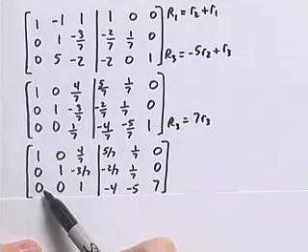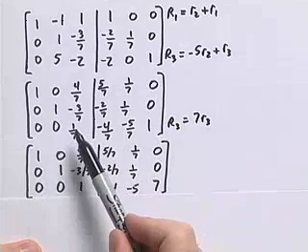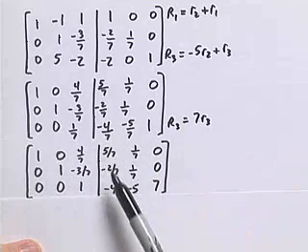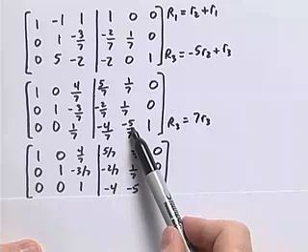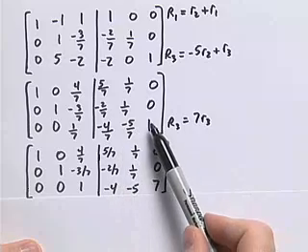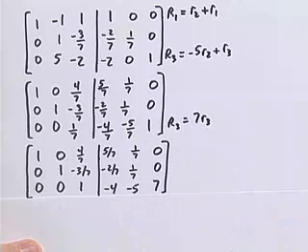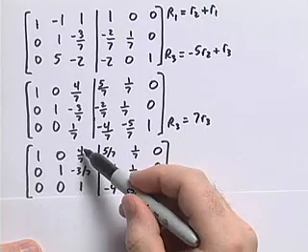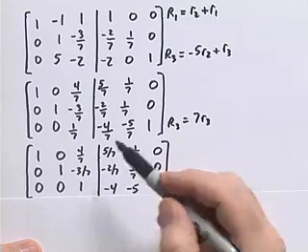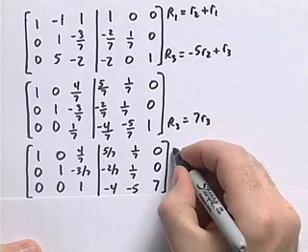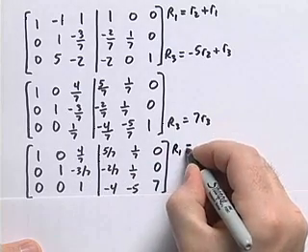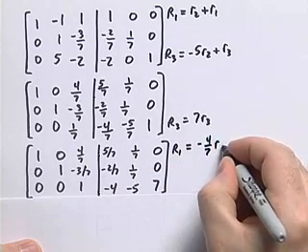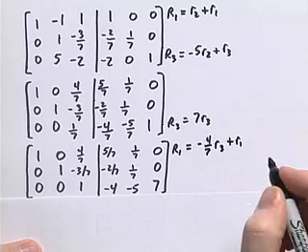0 times 7 is 0. 0 times 7 is 0. 1/7 times 7 is 1. Negative 4/7 times 7 is negative 4. Negative 5/7 times 7 is negative 5. And 1 times 7 is 7. The last thing we need to do is to get zeros above this 1. We need a 0 here, and we need a 0 here. To do that, our new row 1 is going to equal negative 4/7 times row 3 plus row 1.